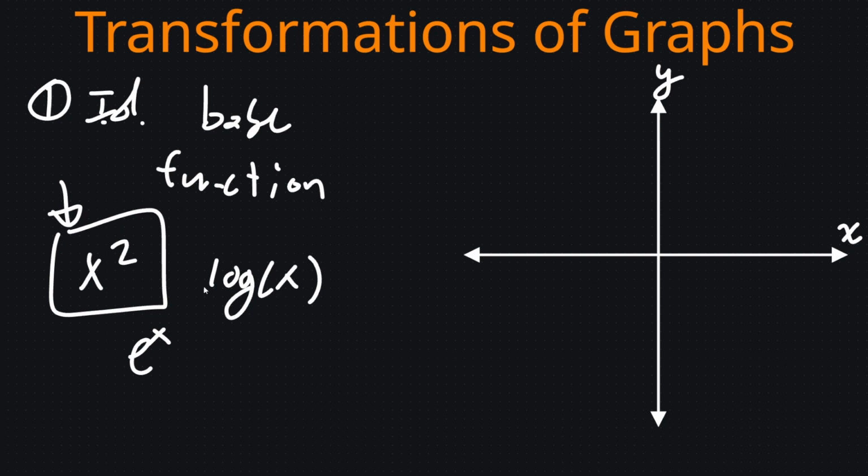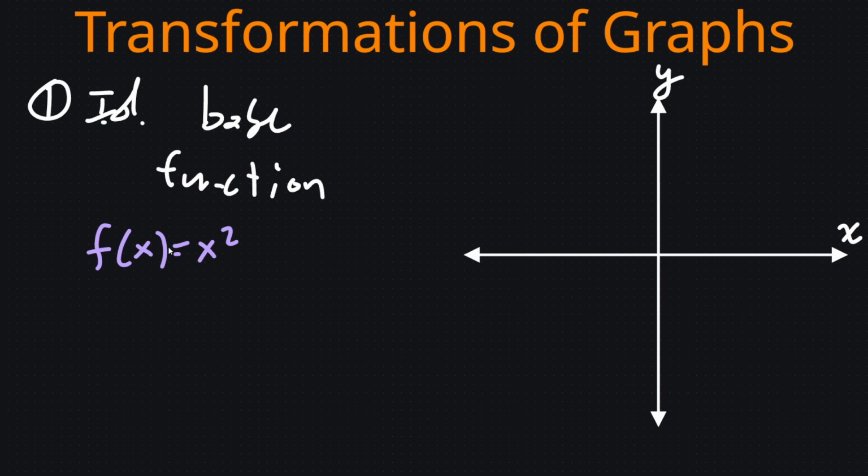So let's see what that looks like. Over here, we have f of x equals x squared. And what this looks like is a parabola with the vertex at the origin, 0, 0. And it's just going to cup upwards like so, up and over, forever and ever. Okay, standard parabola.